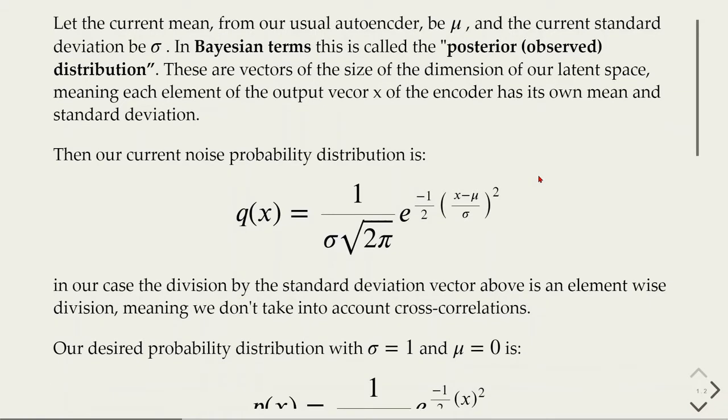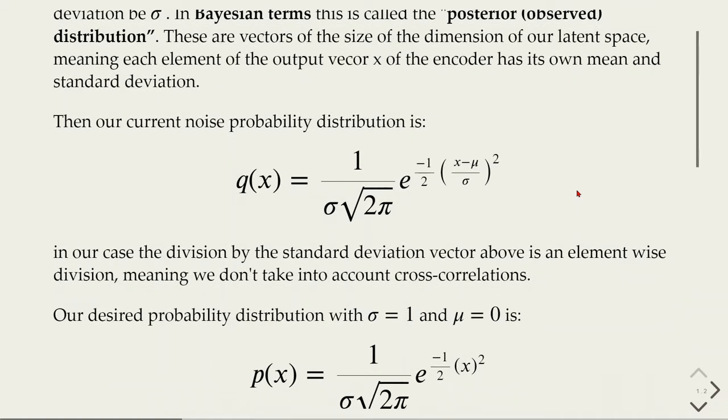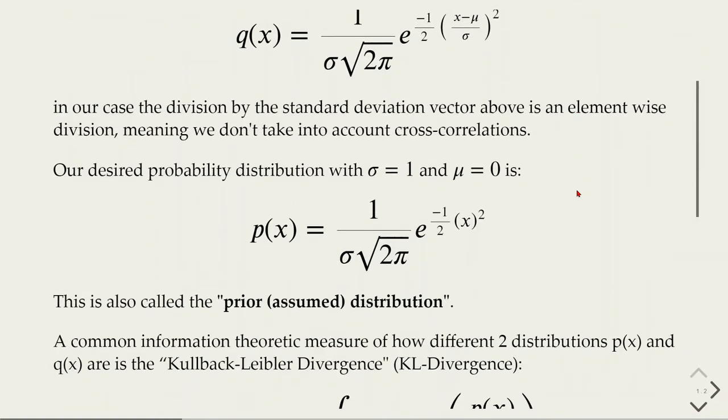Then, our current noise probability distribution is given by this equation here, where we have our mu and we have our sigma. In our case, the division by the standard deviation vector above is an element-wise division, meaning we don't take into account cross-correlations. Our desired probability distribution with sigma equals 1 and mu equals 0 is given here. And this is also called the prior distribution, or the assumed distribution.